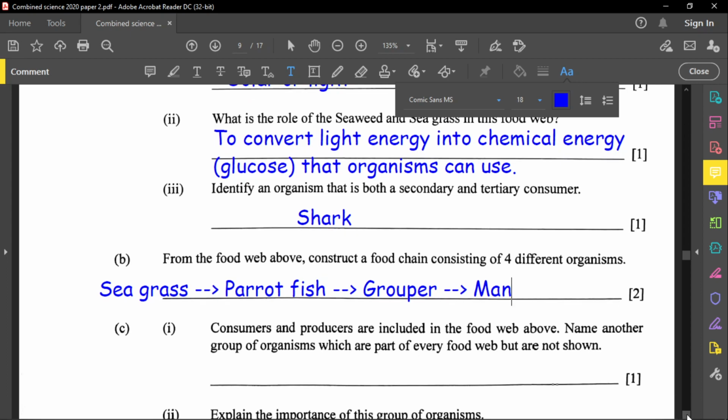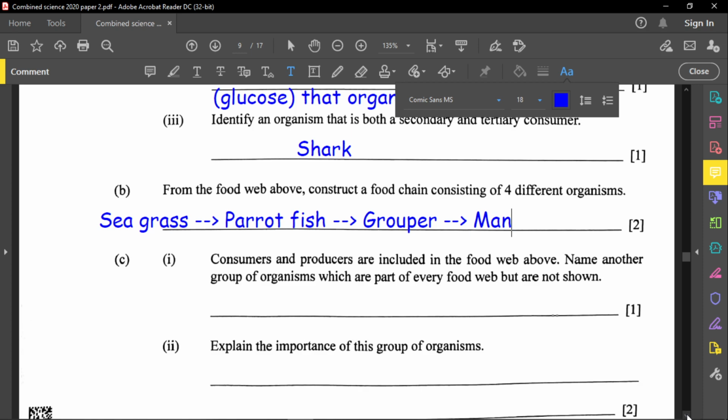All right, so for part C now, it says consumers and producers are included in the food web above. Name another group of organisms which are part of every food web but not shown. Now, the food web here is showing the producers, showing the consumers. You cannot put omnivore because omnivores are consumers as well. Just to make a note of that if you're thinking that.